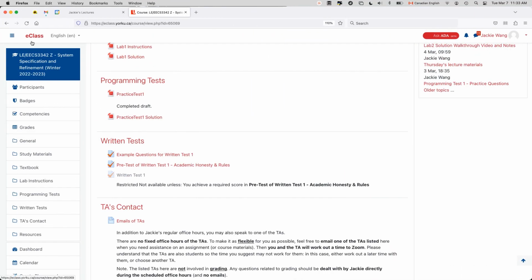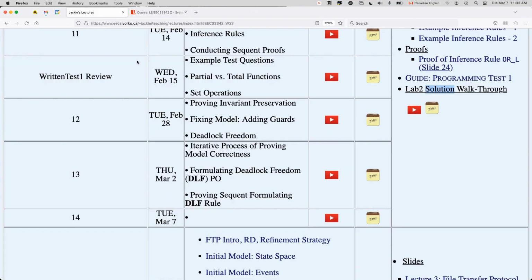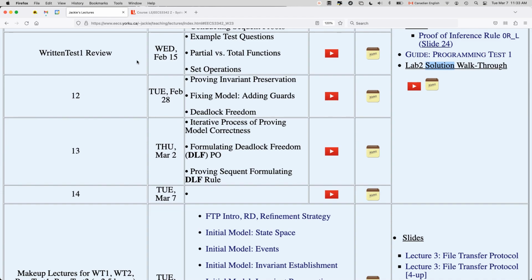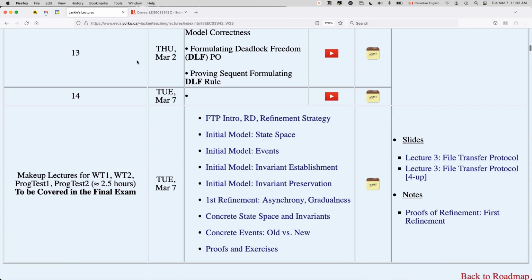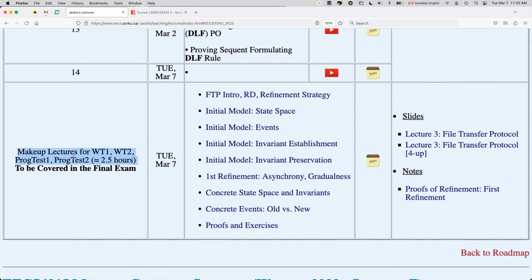Let me show you where you can find them. It's already there. You can definitely start from today, and you have more than a month before the exam. So you do have enough time to go over them. Again, on the lecture site, you will see one row about makeup lectures for all your tests. It's already self-contained, the lecture. You have different parts of the video, and then you have the notes, some proofs, etc. Also the slides over here.